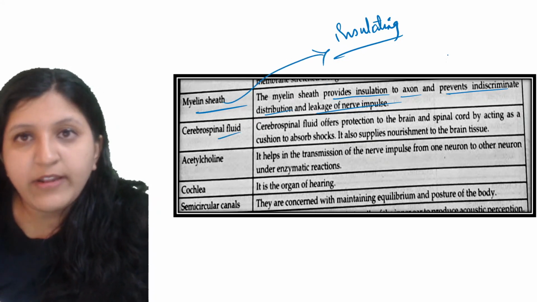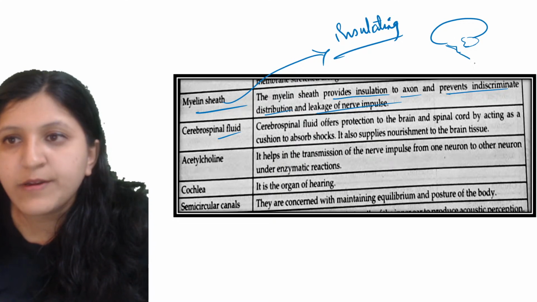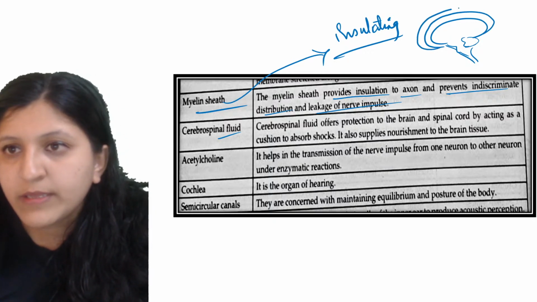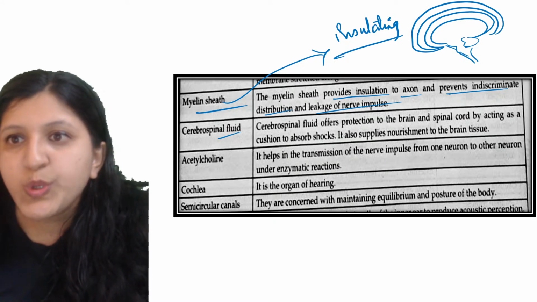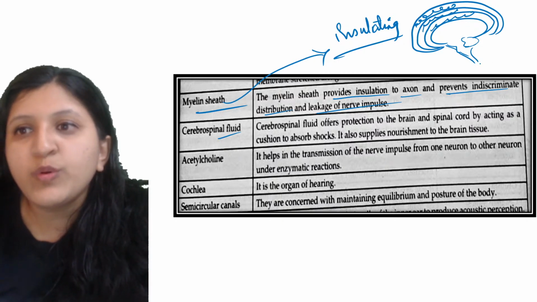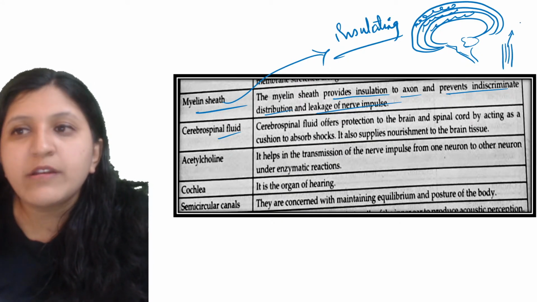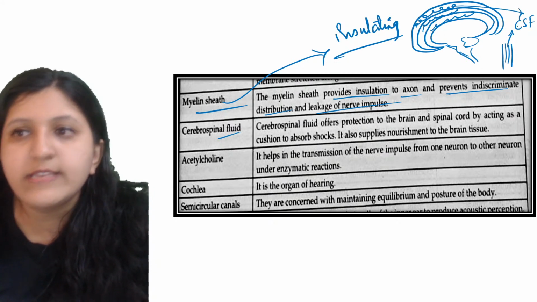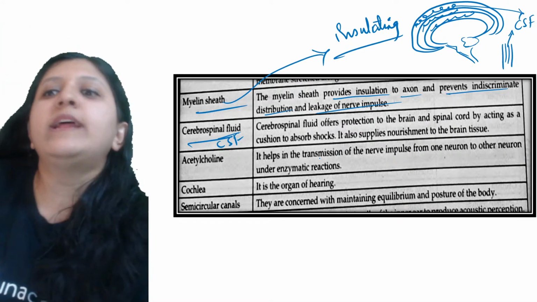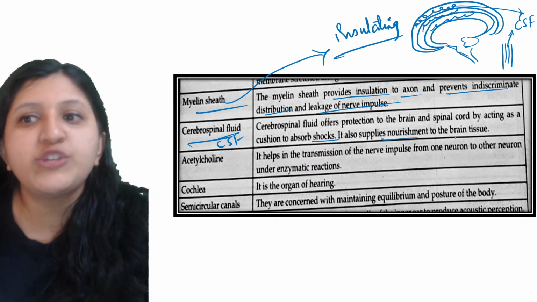Okay, so cerebrospinal fluid, where do you find it? Now this is a brain, okay, so the cerebellum is there, pons is here, and then this is the medulla oblongata. Here there are meninges, so coverings are there, right? Between these coverings you can find cerebrospinal fluid. Also in the spinal cord, let's say this is a spinal cord, there is a central canal, and this central canal also will have CSF, that is cerebrospinal fluid. It offers protection to the brain and spinal cord by acting as a cushion to absorb shock, and also it supplies nourishment to the brain tissue.